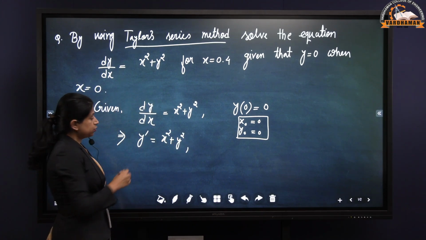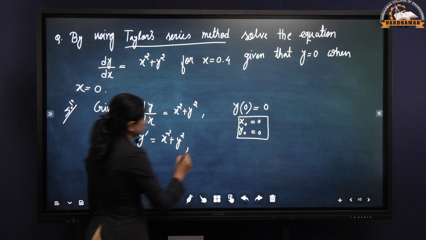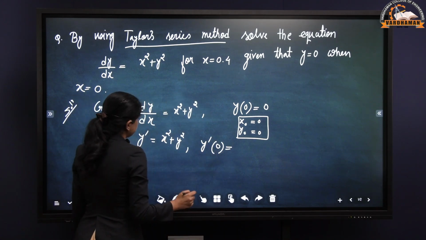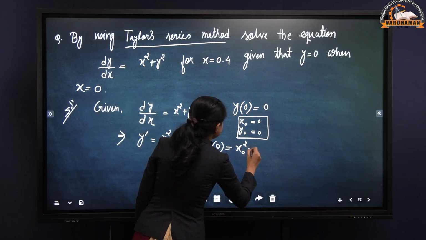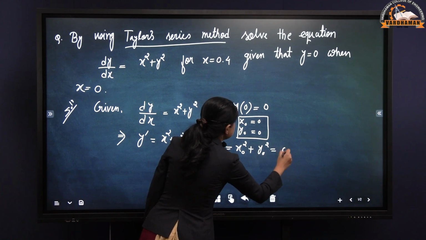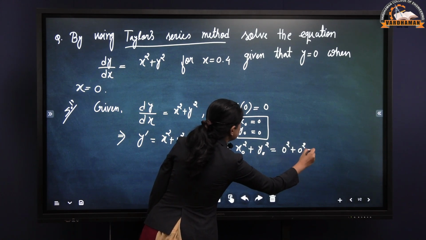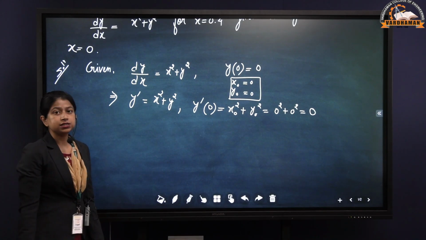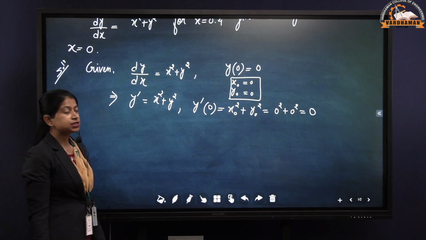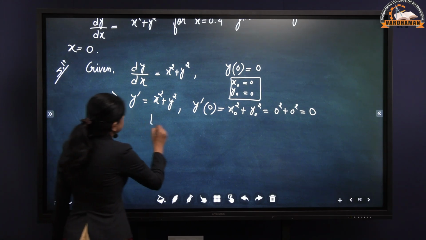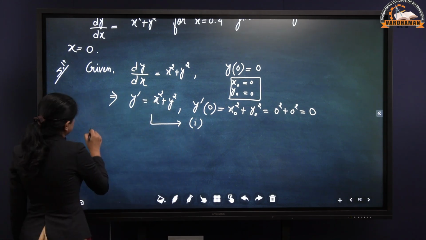Now let us find y dash at x equal to 0. Y dash at 0 is equal to x naught square plus y naught square. It is 0 square plus 0 square, equal to 0. Now in Taylor series method, what do we do? We do successive differentiation. Let us take this as equation number 1.